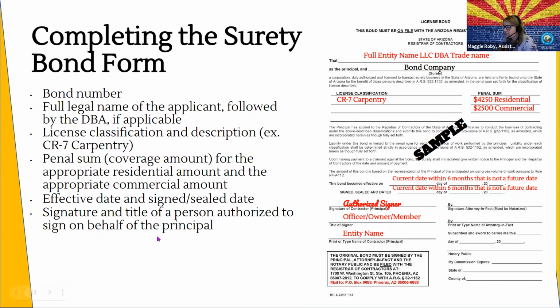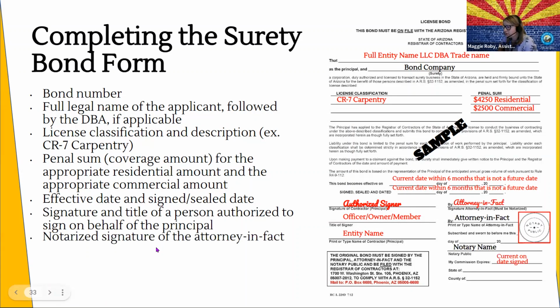Also, your effective date and signed seal date need to be within 6 months. If it is a future date, we cannot approve it until that date is here. So I would suggest not sending a future date, but it does need to be within 6 months. Also making sure that it is notarized and signed by the attorney in fact and has the seal of the bond surety company.